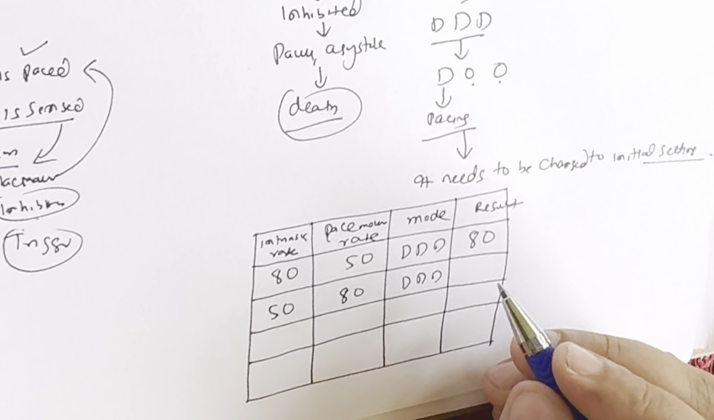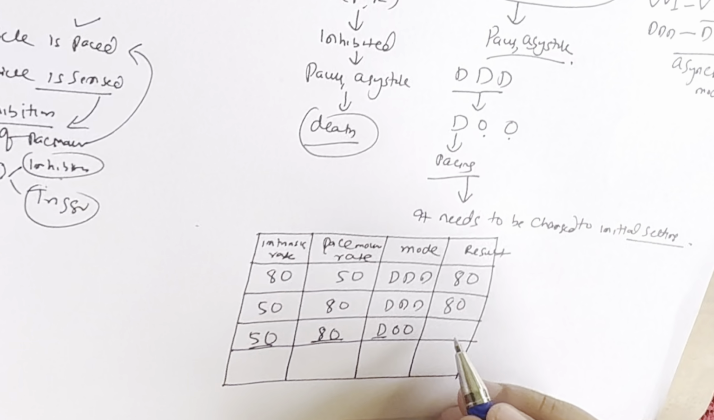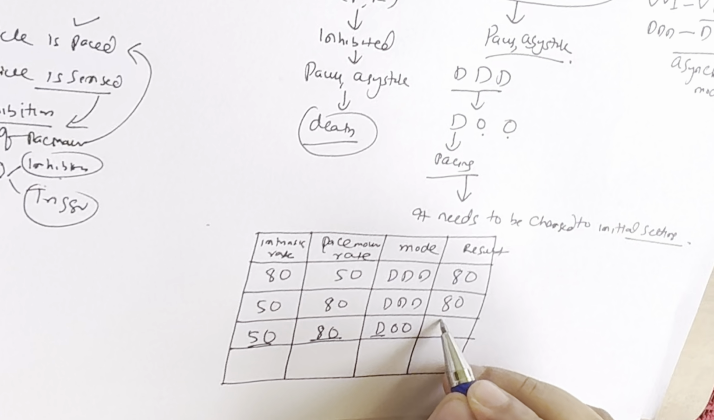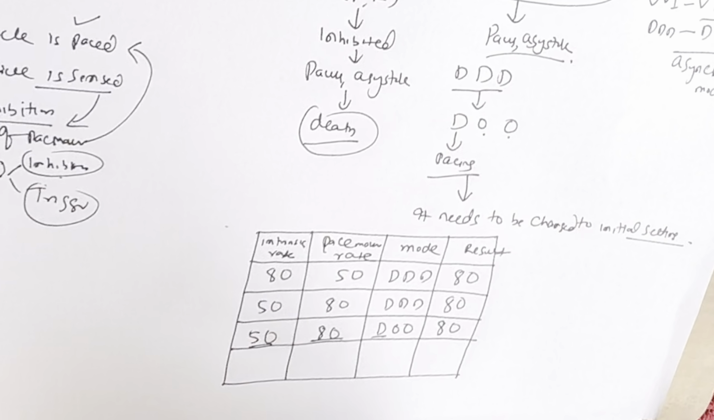The intrinsic rate is 50 and the pacemaker rate is 80, but we have DOO, the OT mode. What will happen? It will only pace. There is no sensing. So the pacemaker rate is 80, the intrinsic is 50. So it will override the intrinsic rate. The rate will be 80.